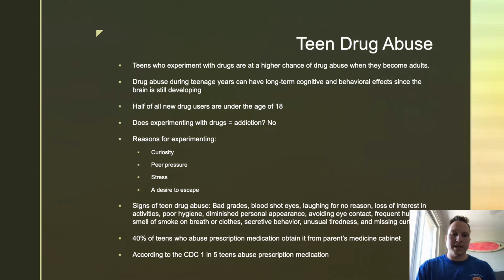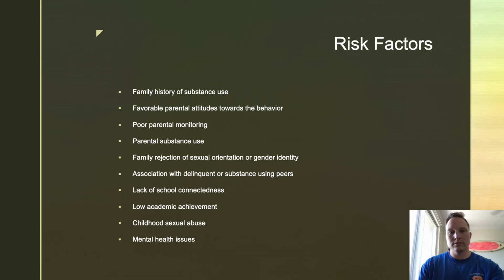These are some signs of teen drug abuse. These are just some examples, it's not limited, and this isn't exactly everything. And 40% of teens who abuse prescription medications obtain them from their parents' medicine cabinet. According to the CDC, 1 in 5 teens abuse prescription medications. And these are risk factors provided by the CDC: family history of substance use, parents who are fine with their kids using substances, parents who aren't around or aren't monitoring what their kids are doing, parents who are using substances themselves, or even their peers.